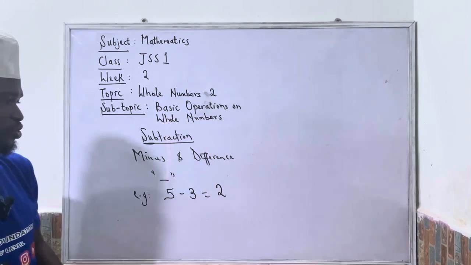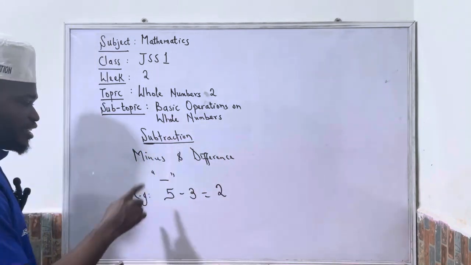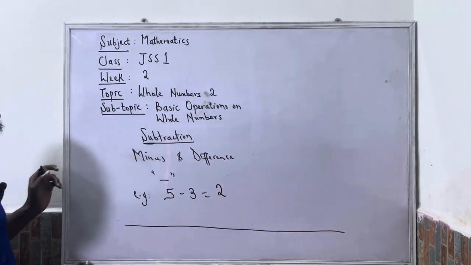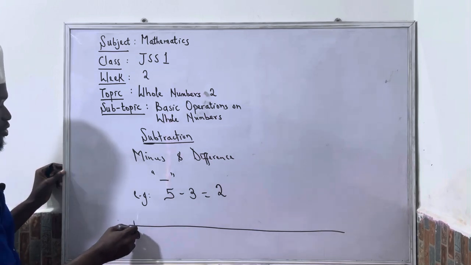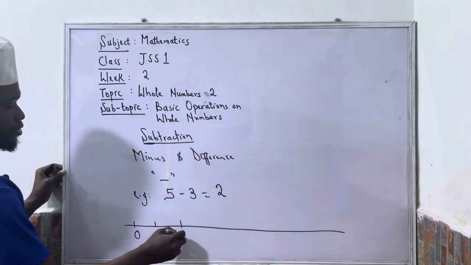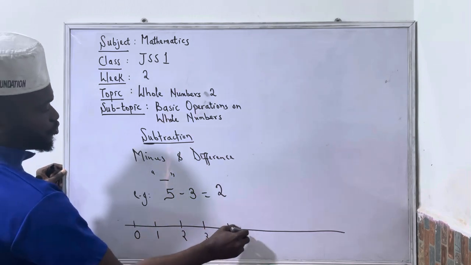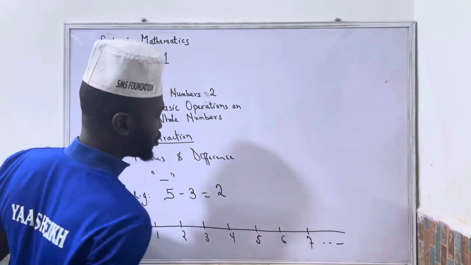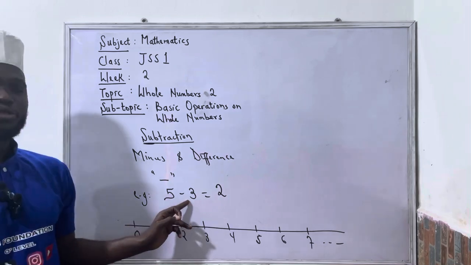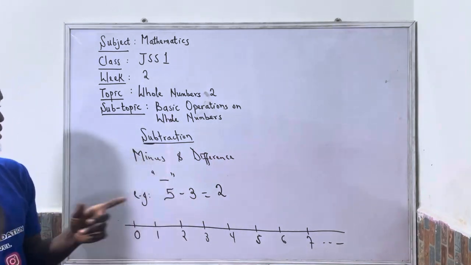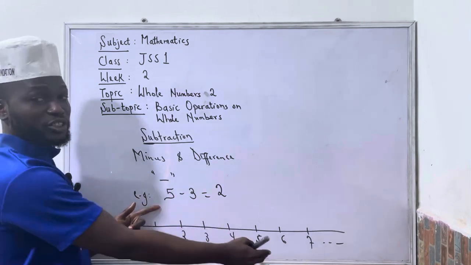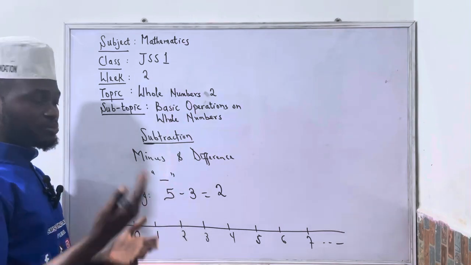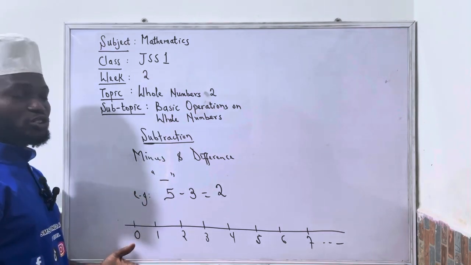Now, however, for you to see it very well on a number line, let me show it for you. Let's draw a number line for subtraction. Whole numbers begin from 0. Let's put 0 here. 1, 2, 3, 4, 5, 6, 7, and it continues like this. Now the process of subtraction means you want to go backward. So if you are subtracting 3 from 5 on a number line, that means you want to take 3 steps backward. Let's see where we are going to end up.